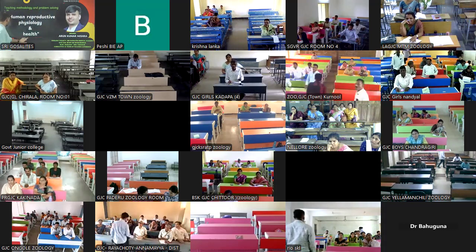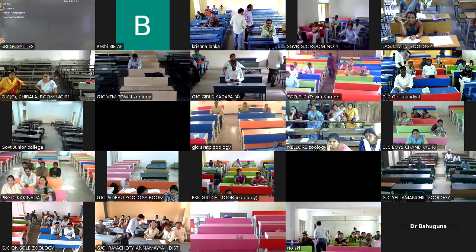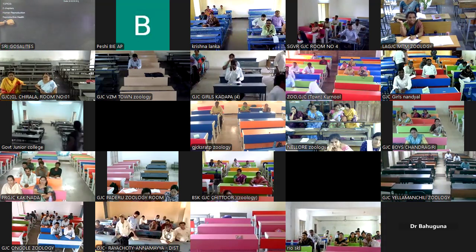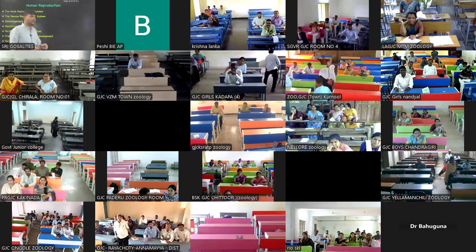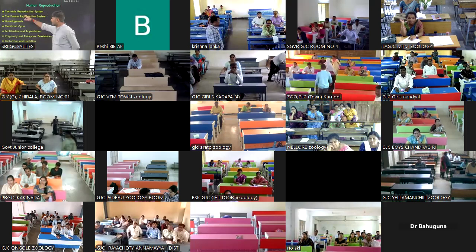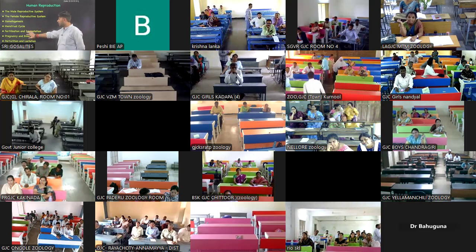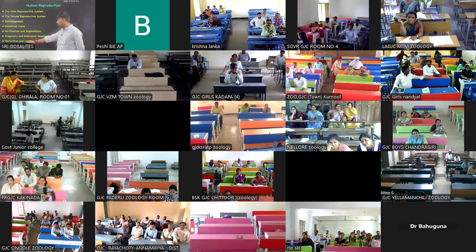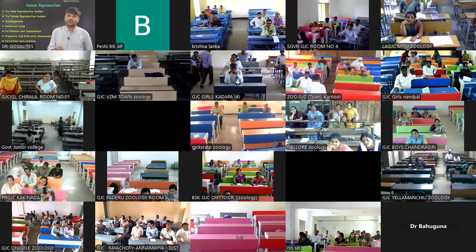Exactly in this chapter, the topic, exactly two chapters I've taken: human reproduction and reproductive health. Human reproduction, what topics are there to teach in NCERT? Points mentioned here are: the male reproductive system, female reproductive system, gametogenesis, menstrual cycle, fertilization and implantation, pregnancy and embryonic development, parturition and lactation. It is in human reproduction, the first chapter.